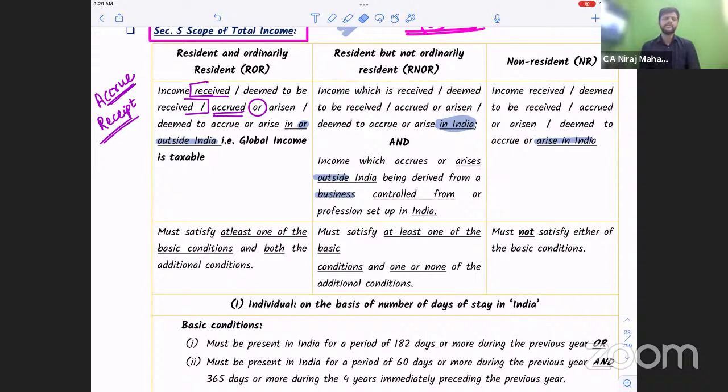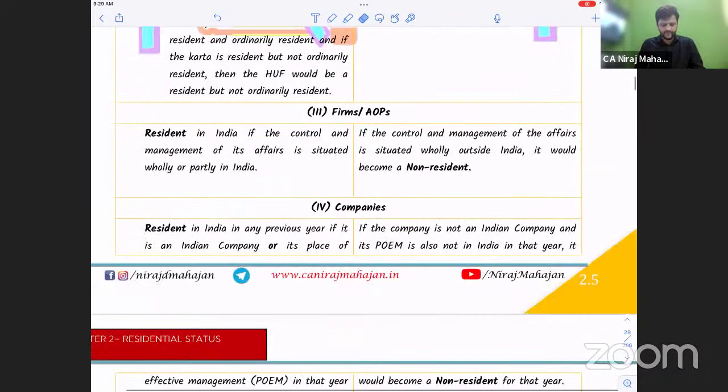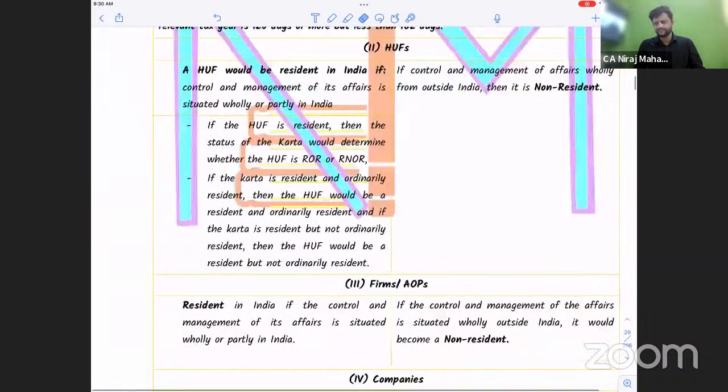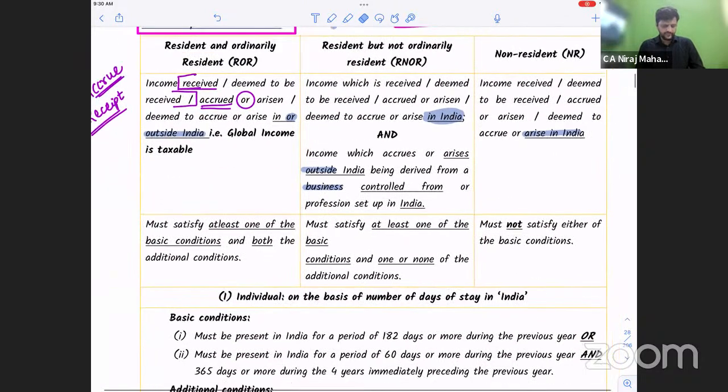For a natural person, it depends on the number of days stay in India. Clear till here? Obviously, we're going to do the other categories also: HUF, firm, AOP, company. Don't worry, we have to cover that also for artificial persons. Clear till here? Maybe we'll go ahead. Yes, sir. All right. What do we have? Ready? This will be a little irritating, but we don't have any option. We have to finish it properly.